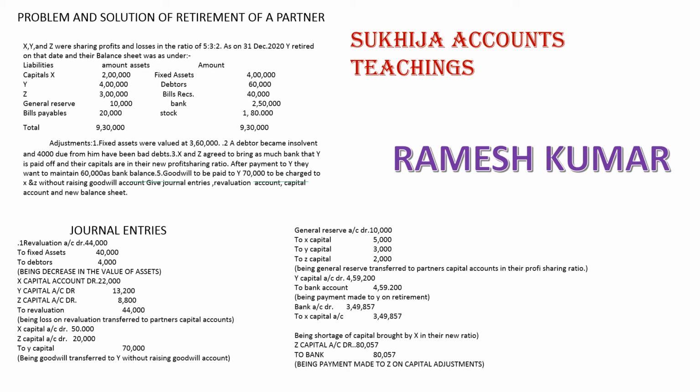Then on liability side we find general reserve 10,000. General reserve is a previous profit which the partners have not distributed but have kept for future contingencies. Now when the partner is retiring, this will be transferred to all the partners in their profit sharing ratio. So general reserve account debit 10,000, to X capital 5,000, to Y capital 3,000, to Z capital 2,000.